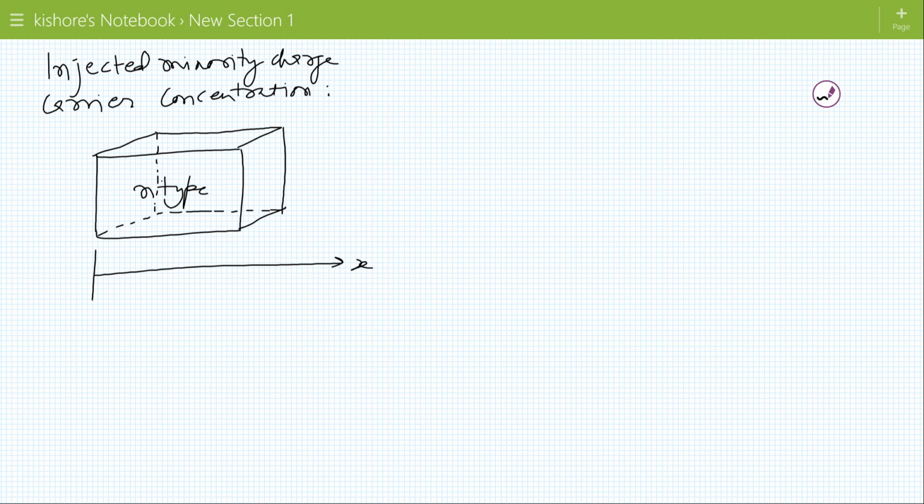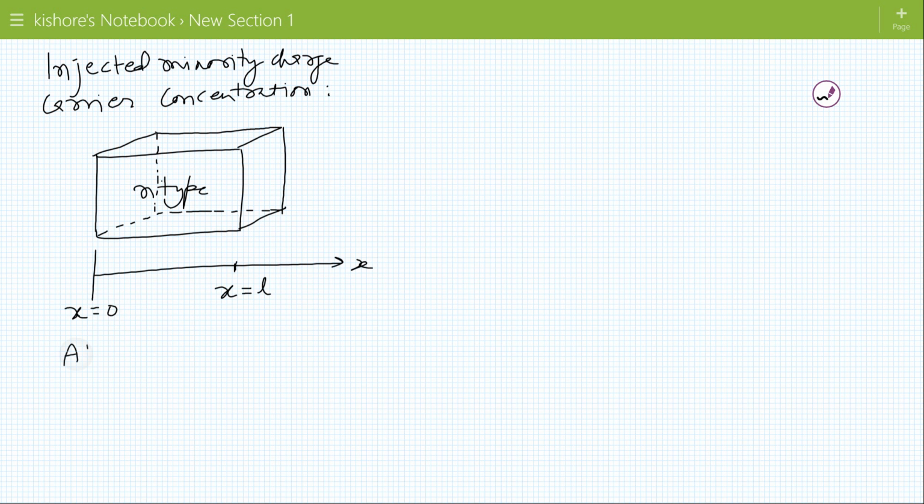X is the direction of length of semiconductor. At left side X is 0 and at right side X is L. So L is the length of semiconductor.